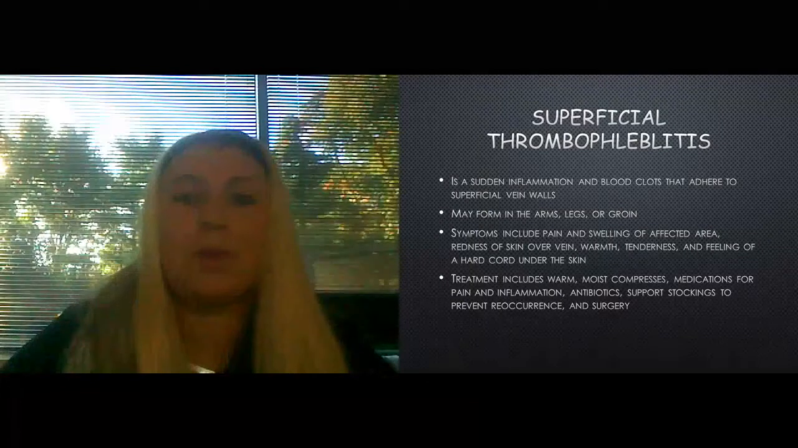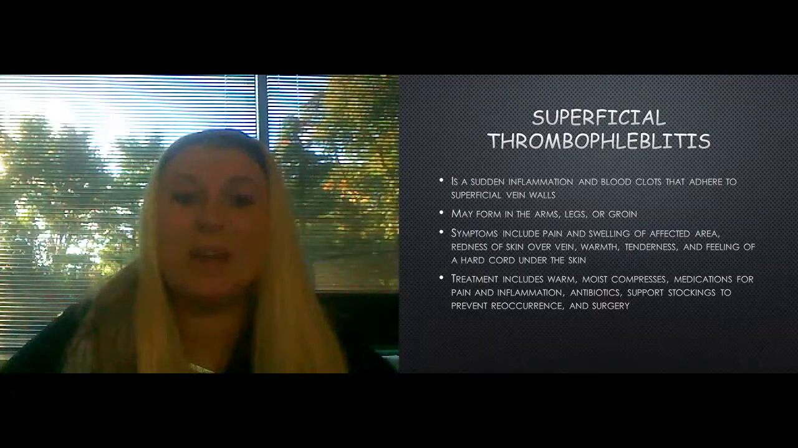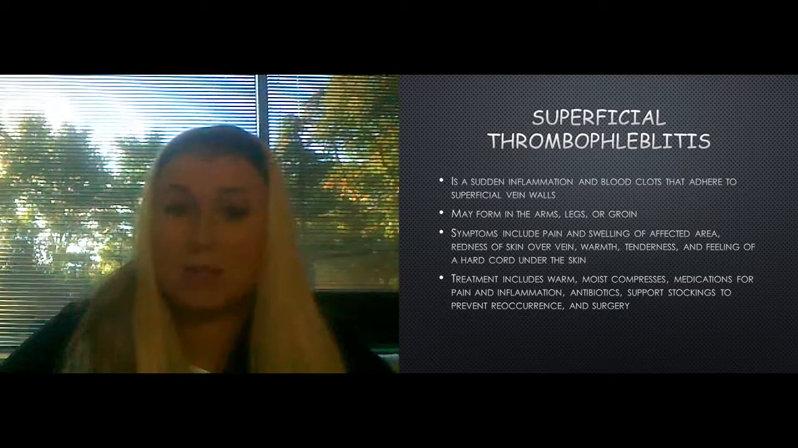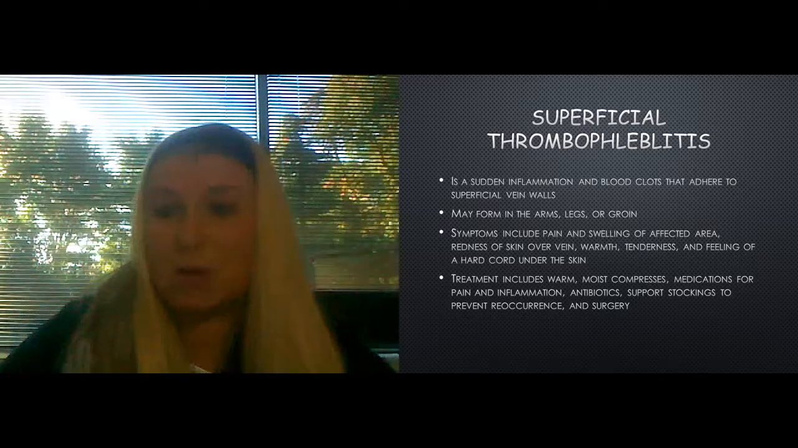Superficial thrombophlebitis is a sudden inflammation and blood clots that adhere to superficial vein walls. It may form in the arms, legs, or groin. Symptoms include pain, swelling of the affected area, redness of skin over the vein, warmth, tenderness, and feeling of a hard cord under the skin. Treatment includes warm, moist compresses, medication for pain and inflammation, antibiotics, and support stockings to prevent recurrence. Surgery may also be possible.